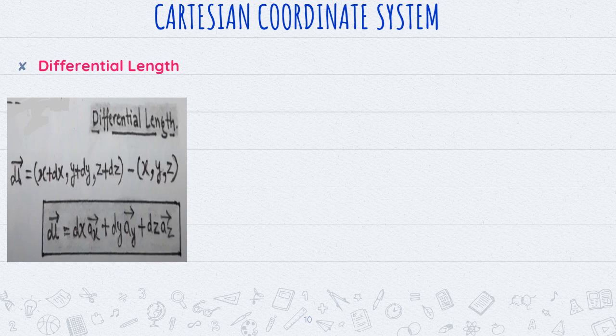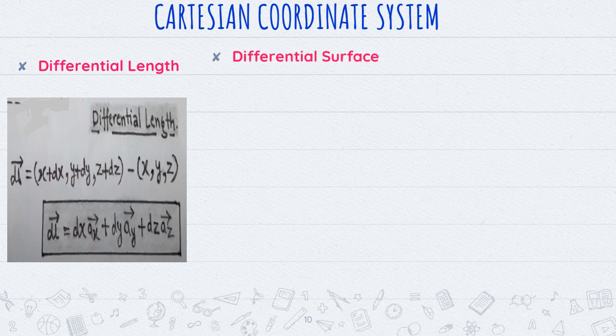Differential length. I told you in the previous slide itself, the differential length is given by x plus dx, y plus dy, and z plus dz minus that point xyz. So if you calculate this, then you will get dl is equal to dx into ax vector, dy into ay vector, and dz into az vector. So this is nothing but the differential length of the Cartesian coordinate system.